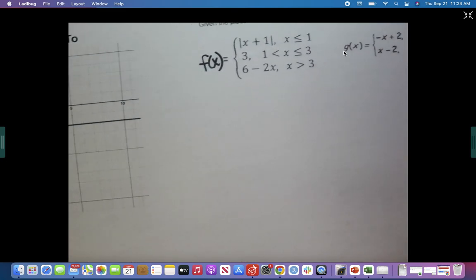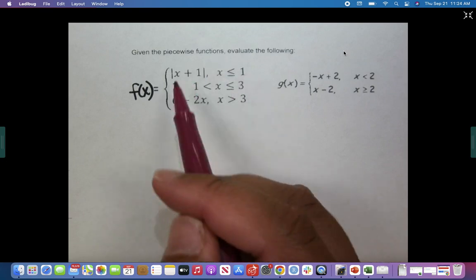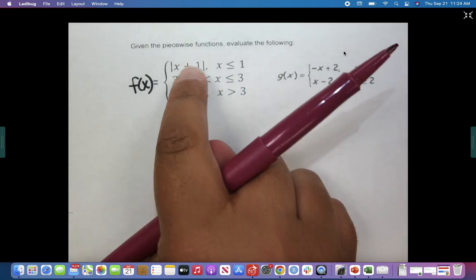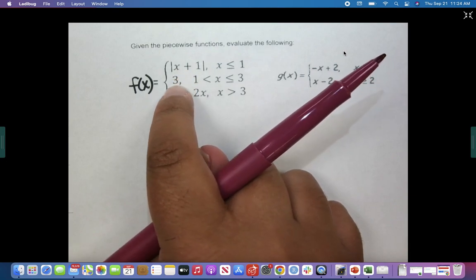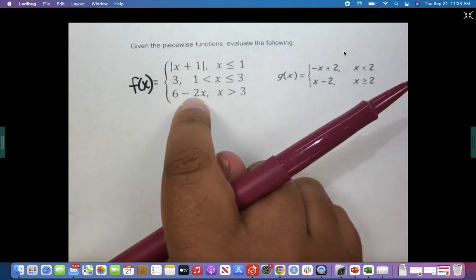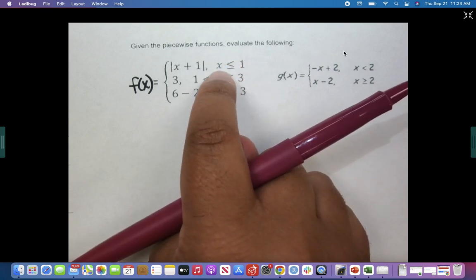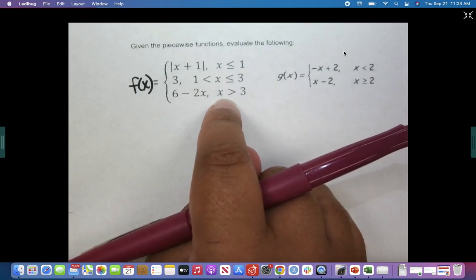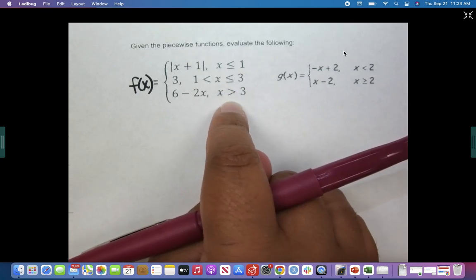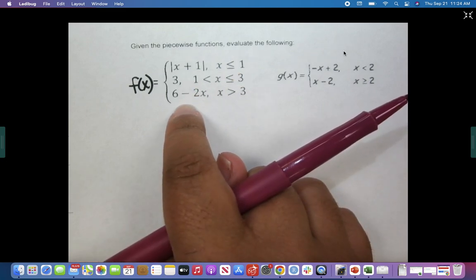Now we're going to switch over to evaluating from the function. So this is what a piecewise function looks like. Again, we see we've got different pieces. I've got an absolute value piece, a constant piece, and then a linear piece. Notice it says x is less than or equal to 1, 1 is less than x less than or equal to 3, and x is greater than 3. So these are your domain values that you use the function on the left for.